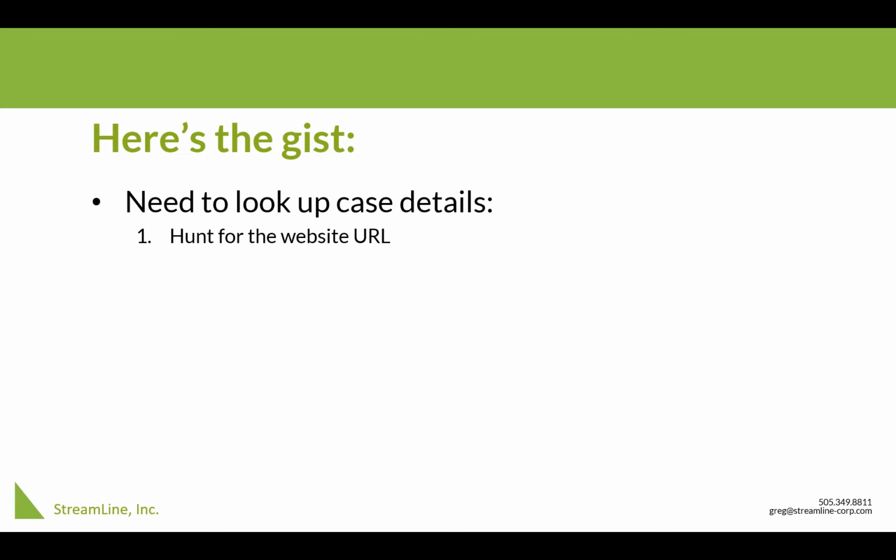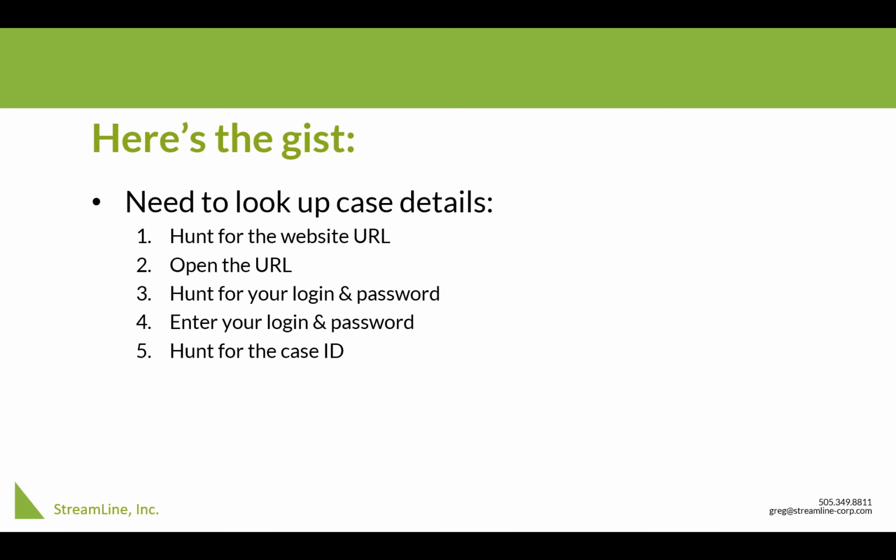So you'll have to go hunt for the URL for the website. You'll find it, you'll open the URL, then you realize, oh, I've got to find my login and password, dig around for that, and then you enter your login and password. Then you've got to hunt for the case ID, which is usually in your case management system. Find that, and then you'll enter the case ID, and then finally you get to view the case details on that government website.